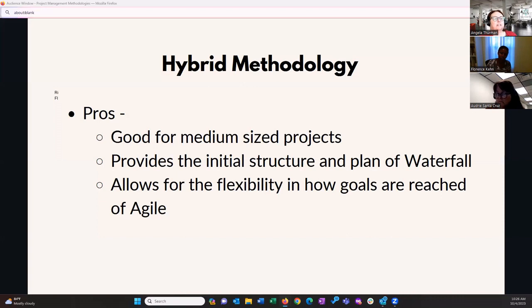So the pros of the hybrid methodology is that it's good for medium-sized projects. It provides that initial structure and plan that we see with waterfall, but then it allows for the flexibility on how you actually achieve those goals that you have with agile.